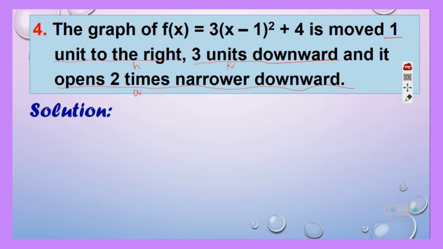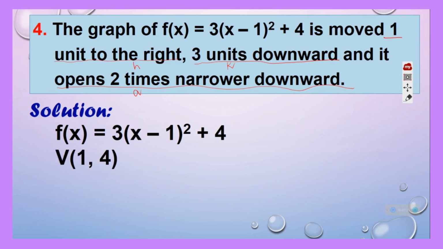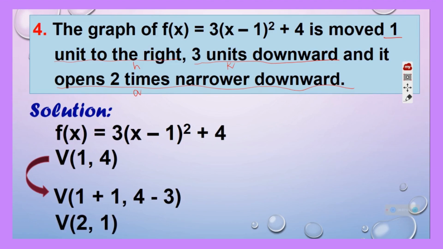So, isa-isahin po natin ito. Solution, ang given ay f of x equals 3 times the quantity of x minus 1 squared plus 4. So, ang vertex nito ay 1, 4. Next is, 1 unit to the right, magdadagdag tayo ng plus 1 sa value ng h. 3 units downward, ibig sabihin, magsusubtract tayo ng 3 sa value ng k. So, 1 plus 1 in the value of h and 4 minus 3 in the value of k. Therefore, the new vertex is 2, 1.